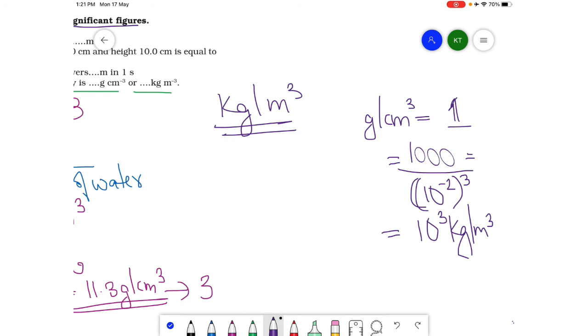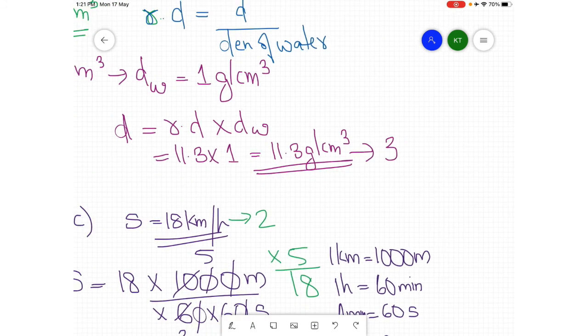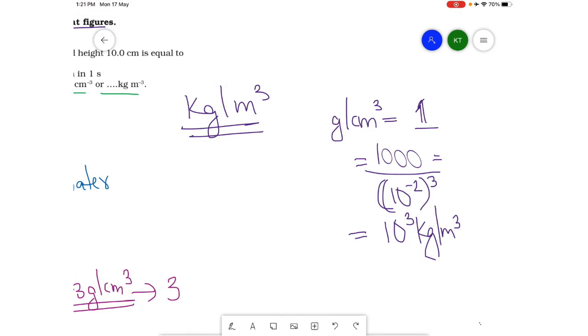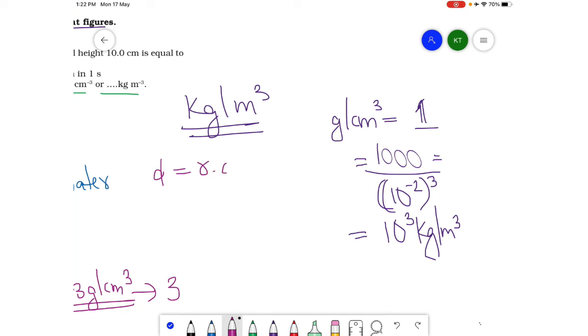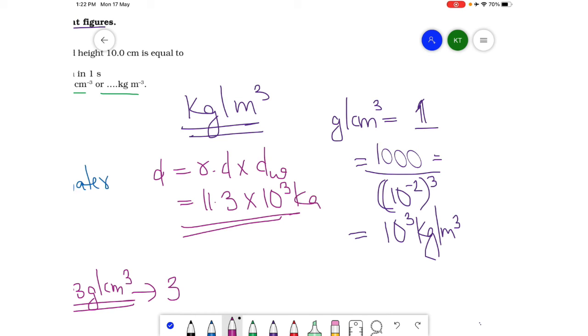Substitute these values here. So we get density is equal to relative density into density of water in kilogram per meter cube. So we get relative density to be 11.3 into density of water is 10 power 3 kilogram per meter cube. So this is a final answer in terms of kilogram per meter cube. So we solved the first exercise question.